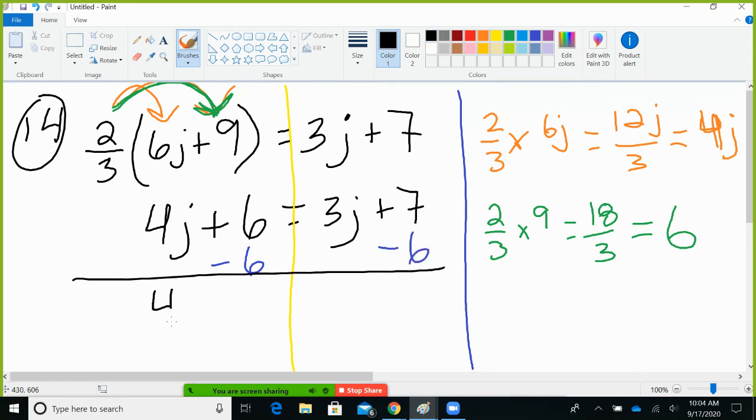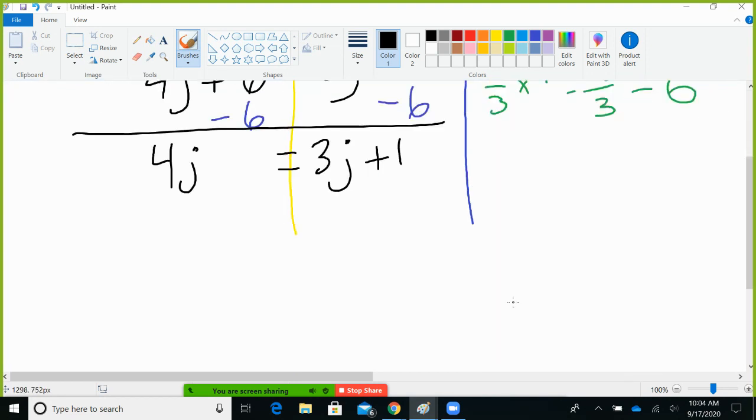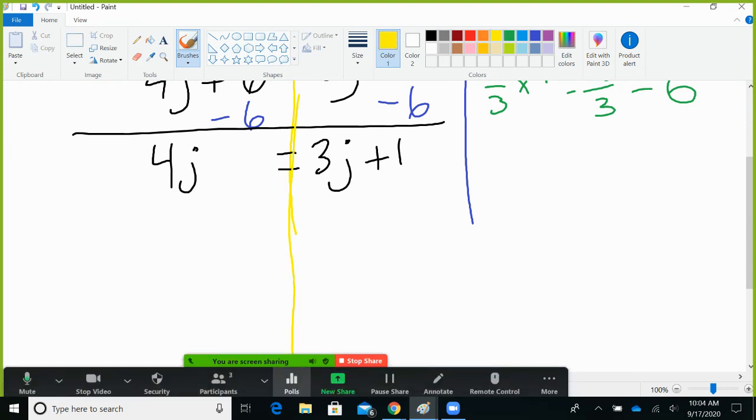So I get 4j equals 3j plus 1. All right, and what's my last step from right here, Cody? What's my next step? Absolutely, absolutely.